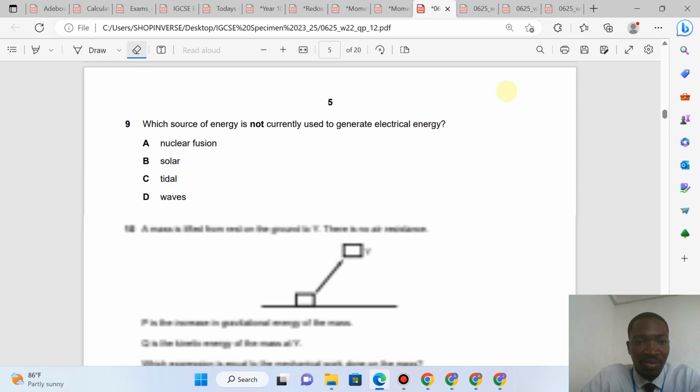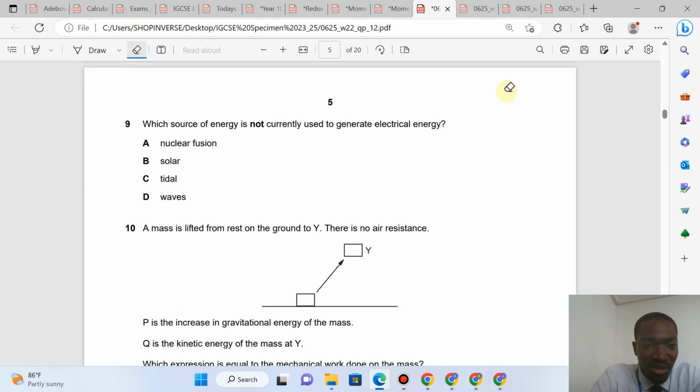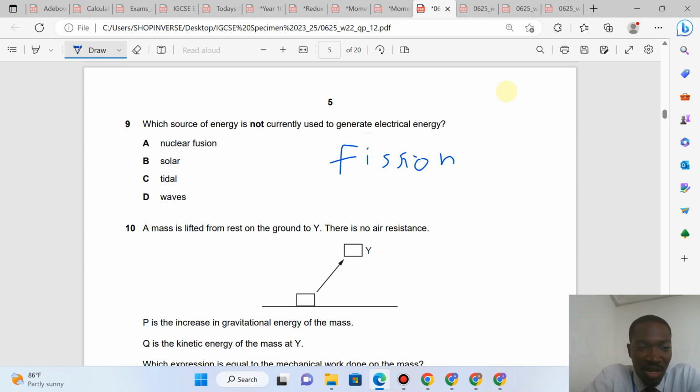Question 9. Which source of energy is not currently used to generate electricity? Is it nuclear fusion? Some countries use nuclear energy to generate electricity, but the form they use is nuclear fission and not nuclear fusion. Nuclear fusion is the one happening in the sun, and we've not developed our technology to the point of using nuclear fusion to generate electricity. So A is the correct answer to question 9.